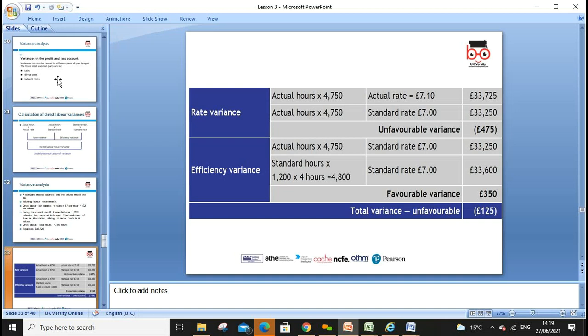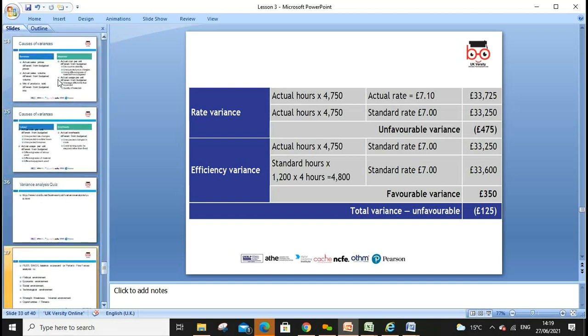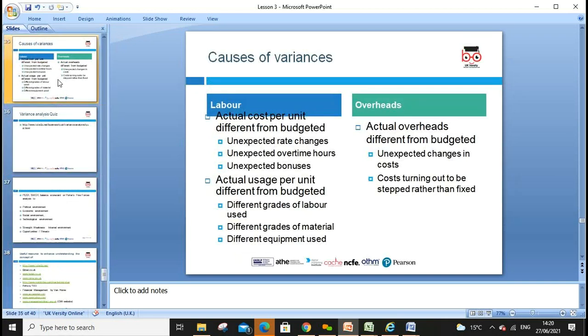The rate variance was adverse, and the efficiency variance was favorable, because we hired high skilled labor and pay a higher rate than our standard. Actually we paid £7.10, but standard was £7, so we paid 10 pence more; rate-wise we are worse off by £475. But in terms of efficiency, they gave us more productivity. They used 4,750 hours, but they should use 4,000 for 12,000 units. So we have a favorable variance.